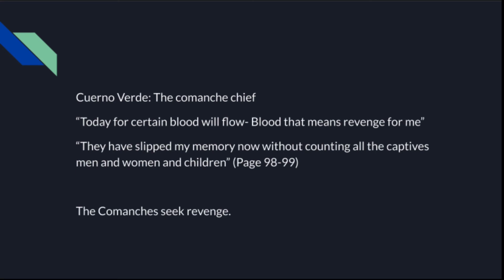Cuerno Verde, the Comanche chief, has said, "Today, for certain, blood will flow, blood that means revenge for me." He had also said, "They have slipped my memory now without counting all of the captives, men and women and children." These two quotes show the anger and endurance that the Comanches are facing. As said before, men, women, and children have been abducted. Men are probably being killed left and right because they are enemies. And at this point, the Comanches just want revenge. They just want the blood that has already been shed. So this shows that, as we understand from the history, they are enduring a very hard time and they just want revenge for it.